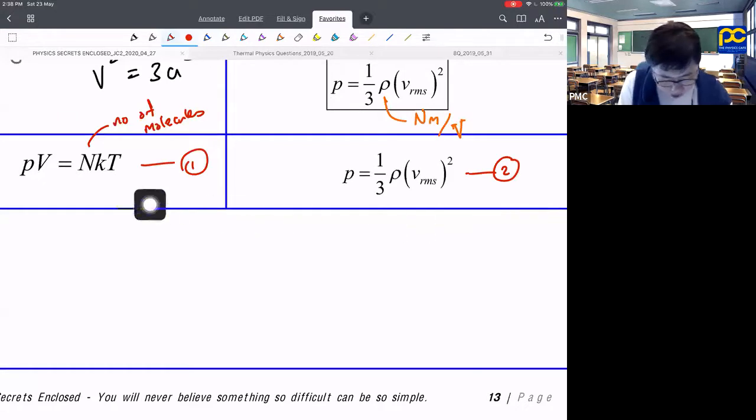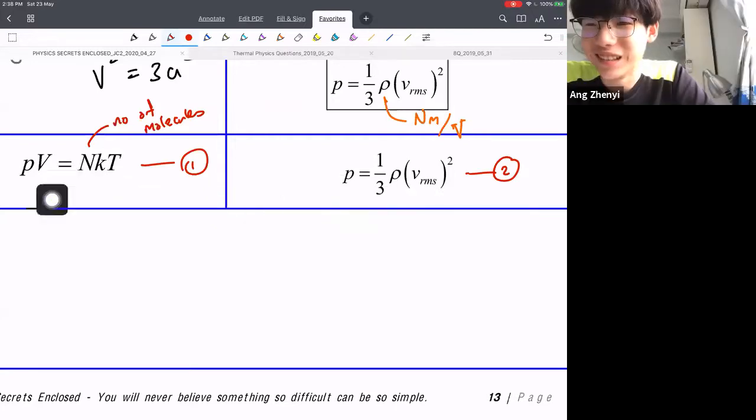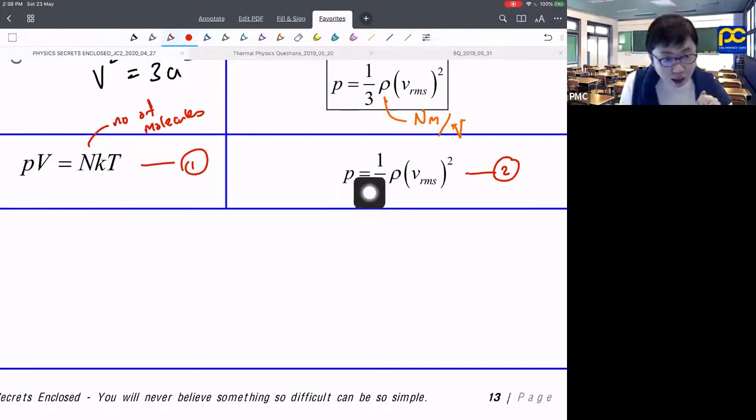If you look at both of them, do you see something that is similar between the two of them? Why is it that I bring back the ideal equation of state in this one? What's similar between the two of them? Number one, they got pressure, right? Number two, this one got a volume. Where is there a volume in this equation?